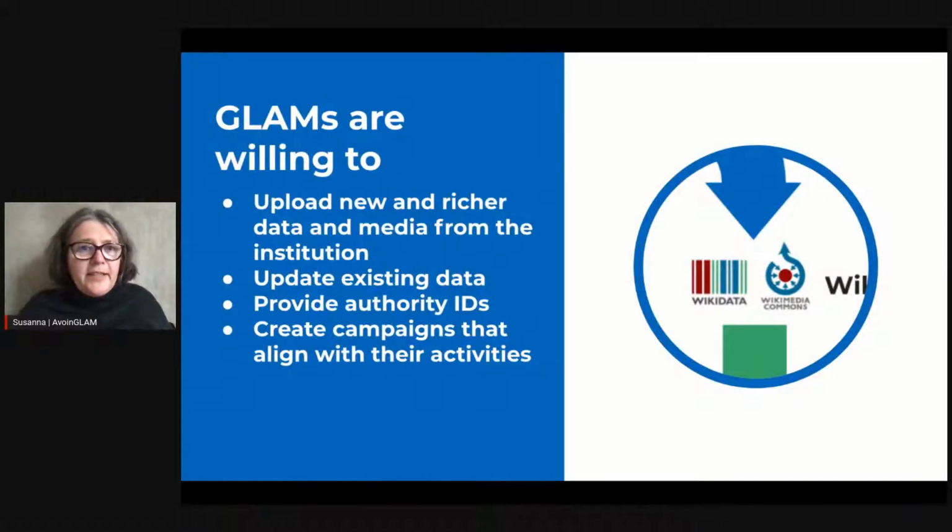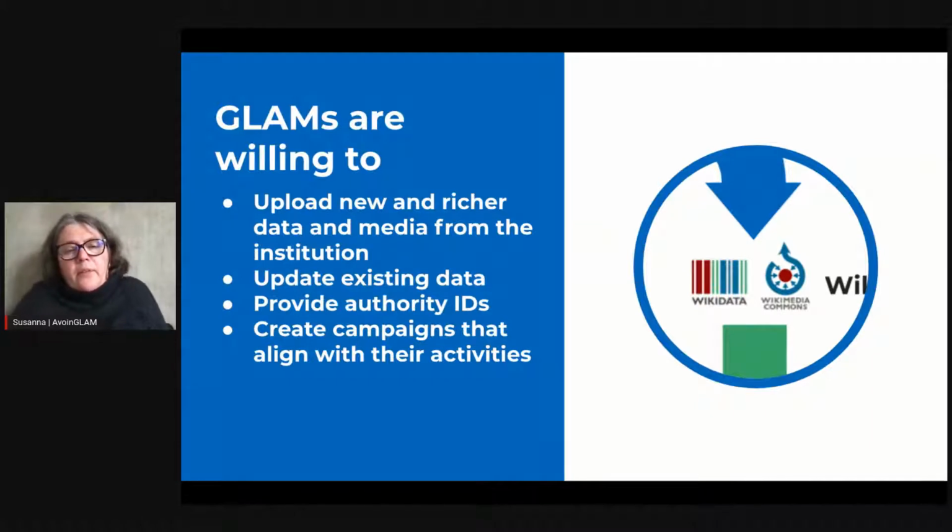And here we see that the GLAMs are generally willing to upload new and richer data and media from the institution. That usually means images, public domain images, data of works and artists, of other collection items. And they are willing also to update existing data, provided, of course, that there are tools that they manage to use. And the authority IDs might be from their own systems, ontologies and vocabularies, with which they can enrich the Wikimedia projects, specifically Wikidata.